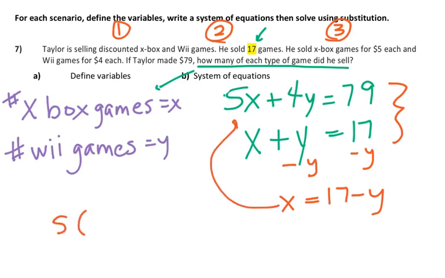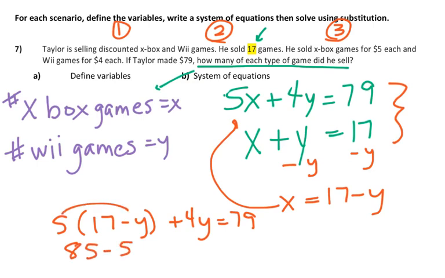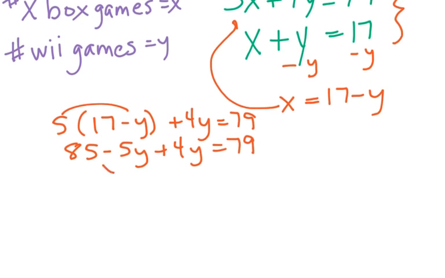So I'm going to have 5 times (17 minus y) plus 4y equals 79. So let's multiply it out, or simplify it. So 5 times 17 is going to be 85, and 5 times negative y plus 4y equals 79. Okay, so I'm going to combine my like terms. Negative 5y and 4y is negative y. So I've got 85 minus y equals 79. So I'm going to subtract 85.